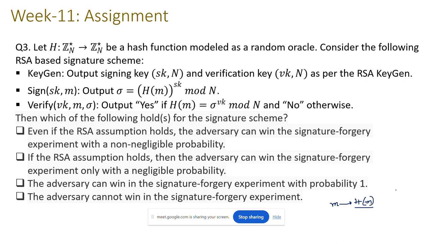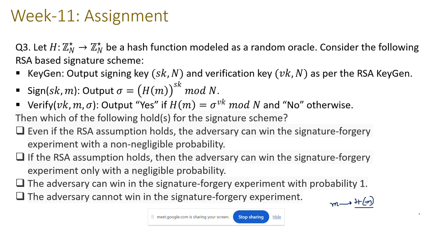Ma'am, actually, I have questions on this. First is, what is the difference between option 1 and option 2? Oh, one is saying non-negligible, another is saying negligible, right? Yeah. And the other one: should the second option not be like, if the RSA assumption holds and the hash function is collision resistant? Because it is finally the collision resistance property that is making the scheme unforgeable.